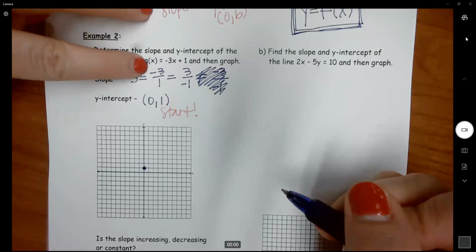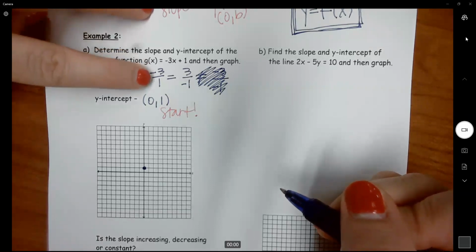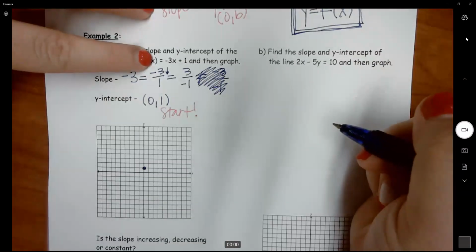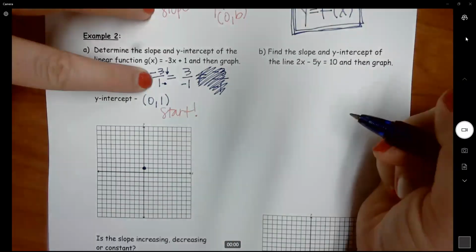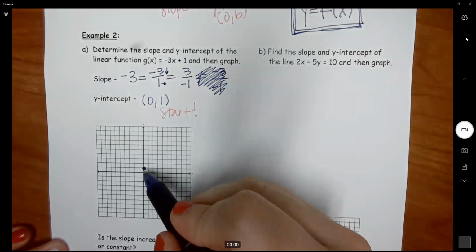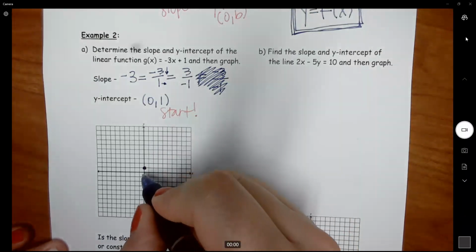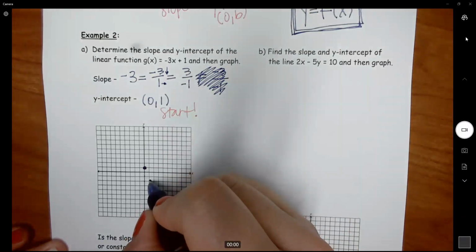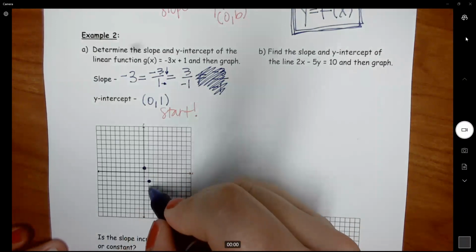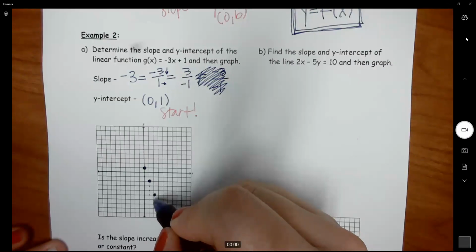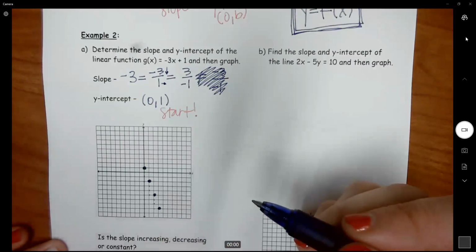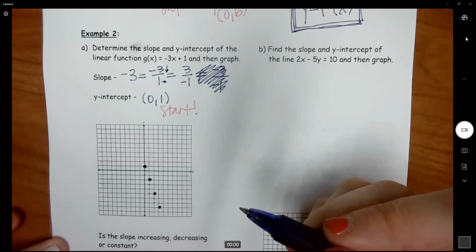If I use this first one of negative 3 over 1, my rise is negative, so I'm going to go down, but then my run is positive, so I'm going to go to the right. So from this point, I'm going to go down 1, 2, 3, run 1. Go down 1, 2, 3, run 1. And then I don't have 3 more places to go down.